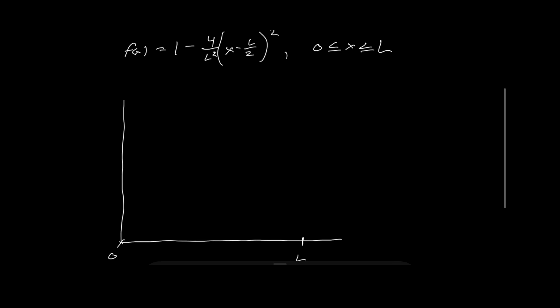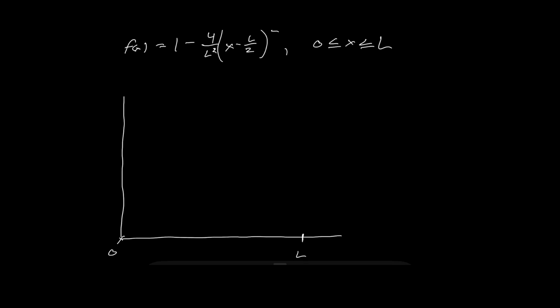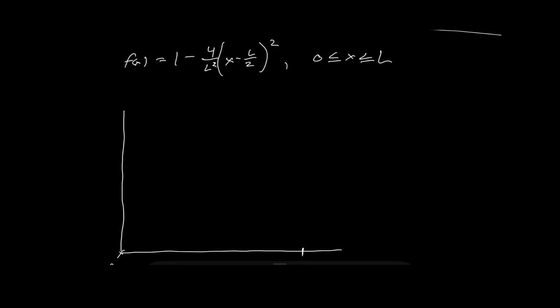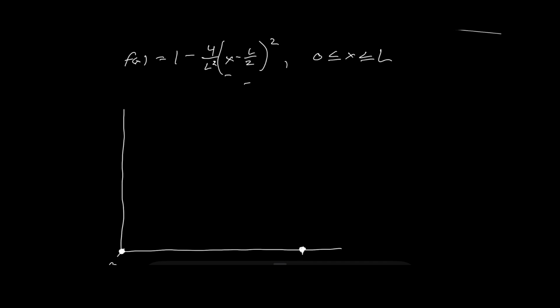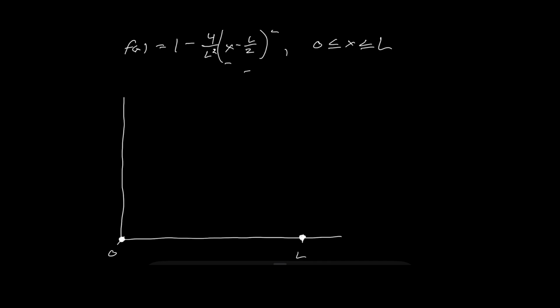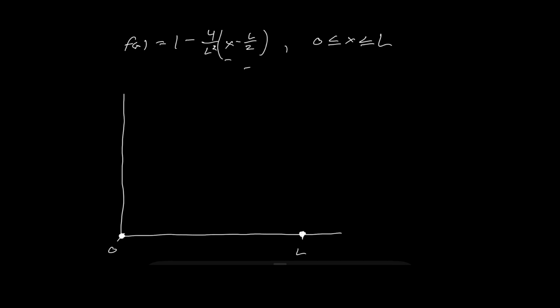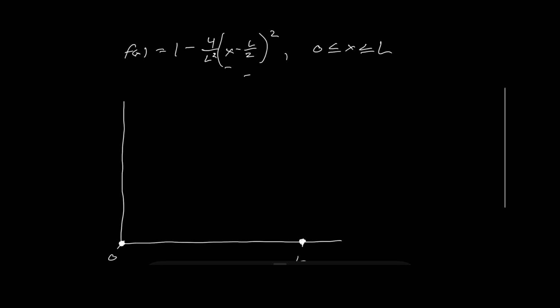First we'll notice that when x is 0, what do we get? This term is gone. This is L squared over 4. L squared over 4 times 4 over L squared is 1. 1 minus 1 is 0. So it's 0 here. What about when x is equal to L? L minus L over 2 is L over 2. So 1 minus 1 is still 0, because L over 2 squared is L squared over 4, and we get the same thing as up here. So that's also 0.